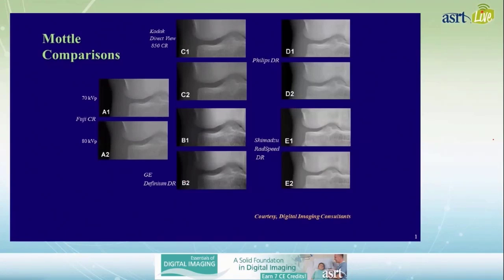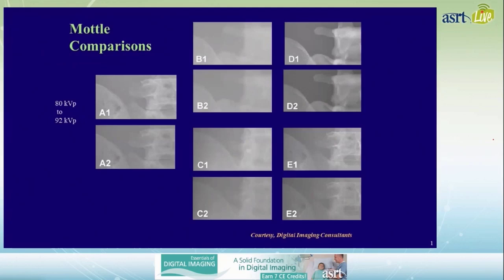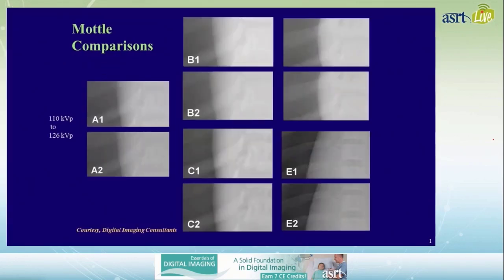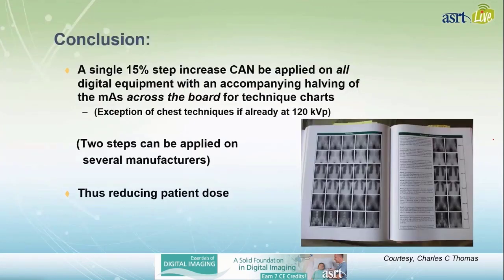We also did multiple studies. All of these images and study results are in the textbook Radiography in the Digital Age. We had radiologists evaluate the mottle on all of these images. This was our conclusion: we can make a single 15% step increase in general on all digital equipment with an accompanying halving of the mAs across the board for technique charts, with the possible exception of chest, since they already start at 120 kVp.